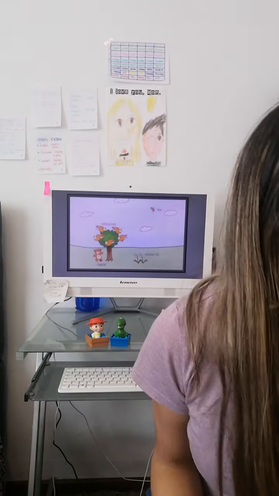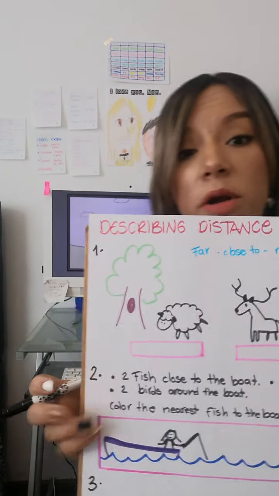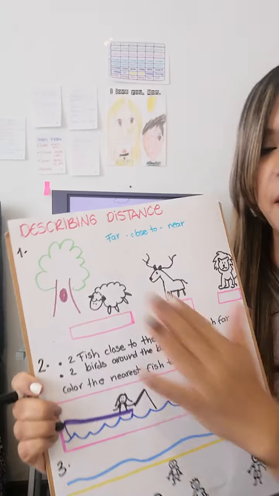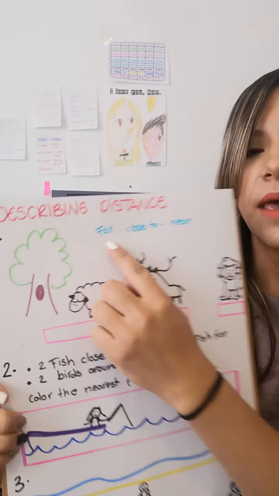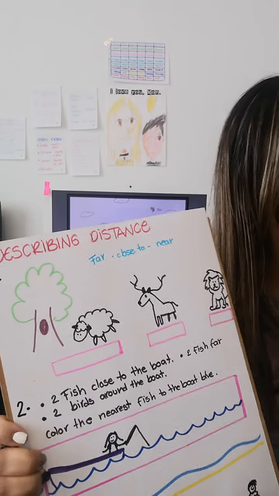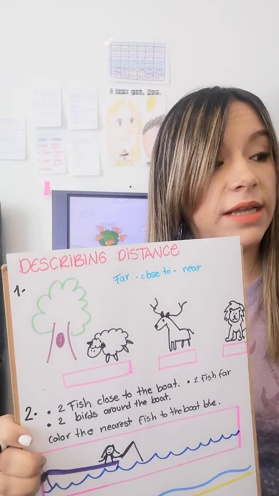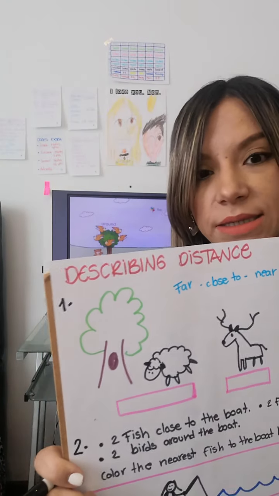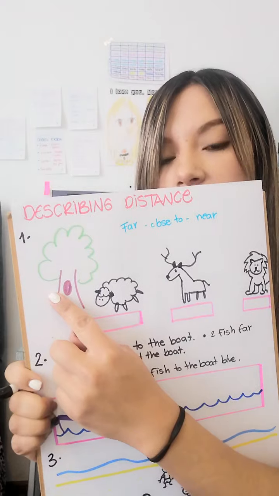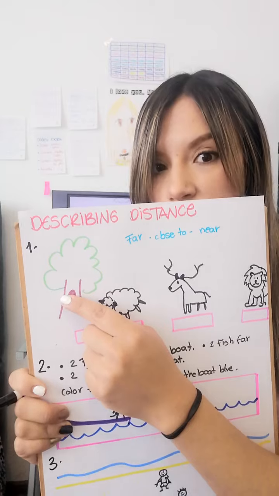And we're going to start working on our worksheet. For that, I drew it so you can see it bigger. I'm sorry for my drawings, but I just want you to look very carefully. So in the first one, the book says, complete the labels to show the distance to each animal from the tree. So our reference point is the tree. We're going to think about the tree and where the animals are from the tree, okay?